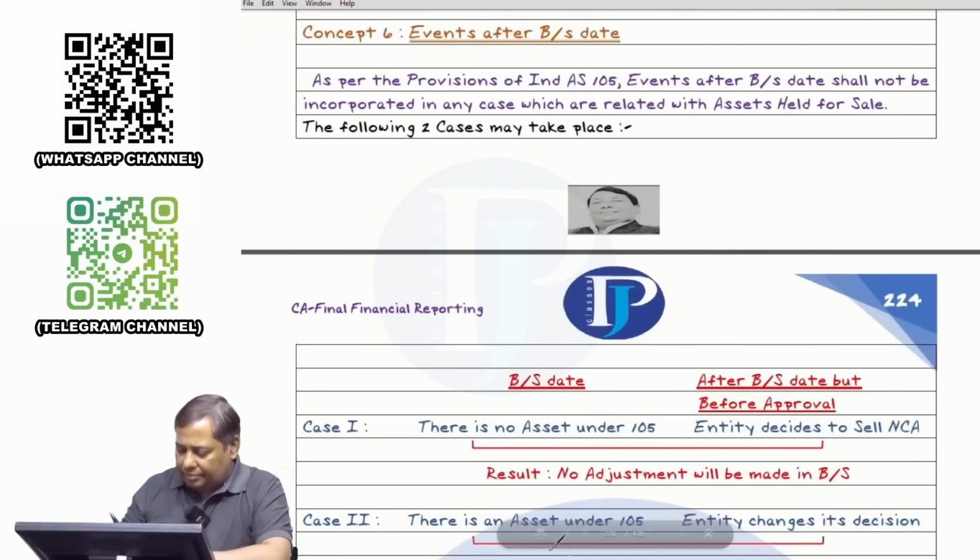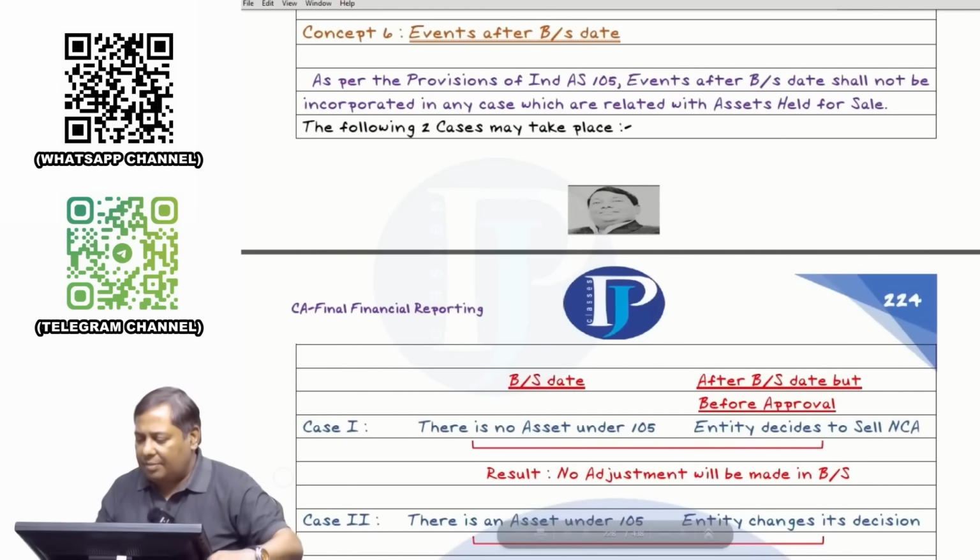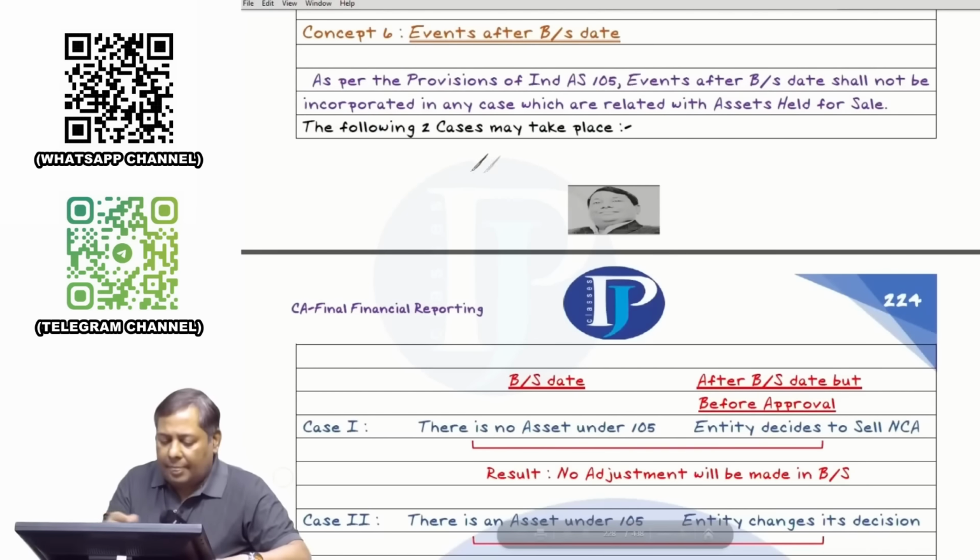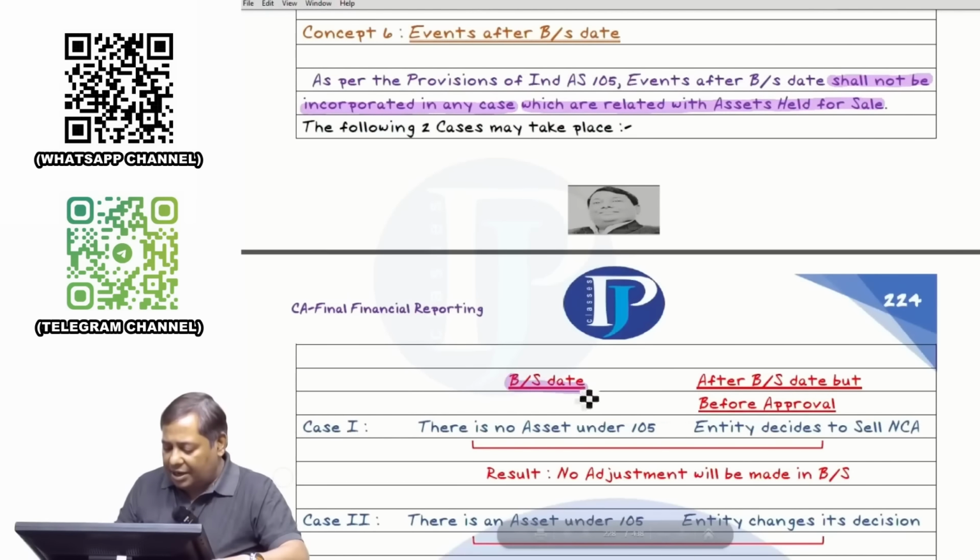Look here. This is concept number 6. So now I am underlining: shall not be incorporated in any case, which are related to 105. Now the first case, on the balance sheet date, we didn't have any asset, but before the approval, the entity decided that they will sell it. They said no adjustments will be there.